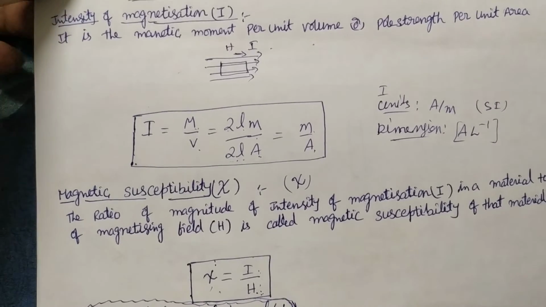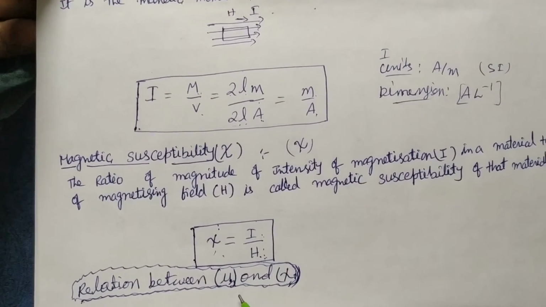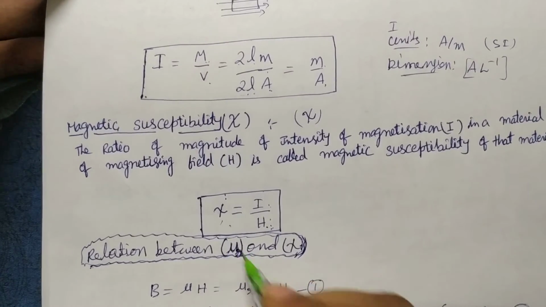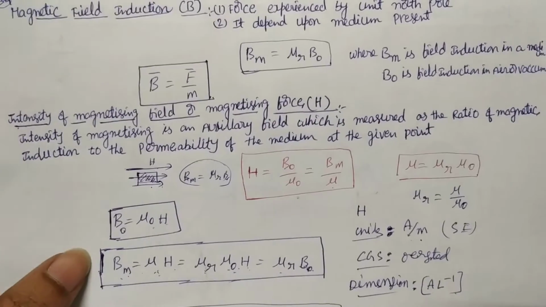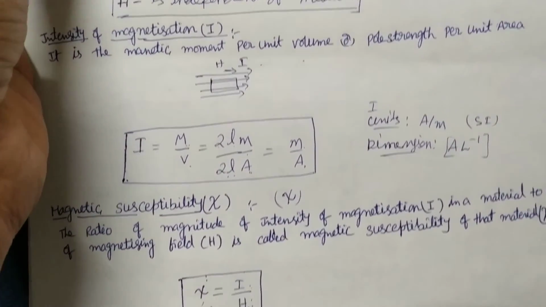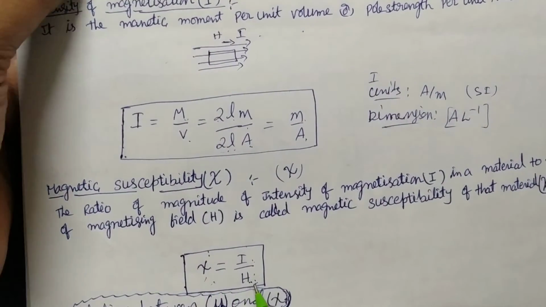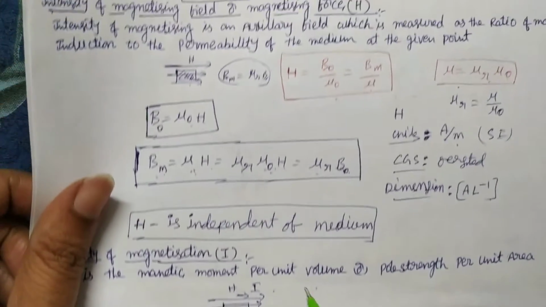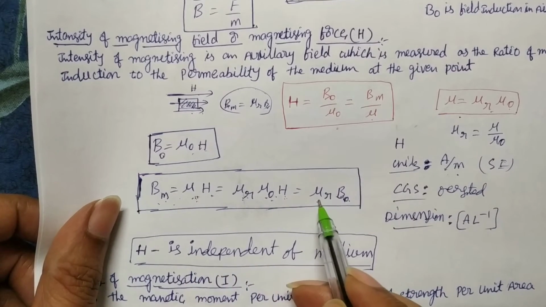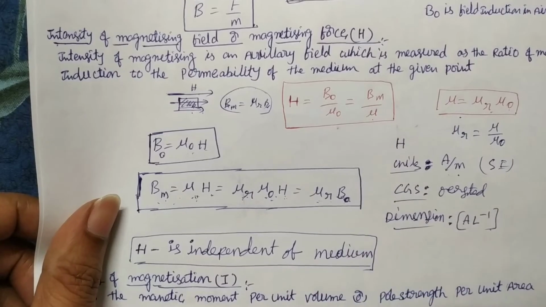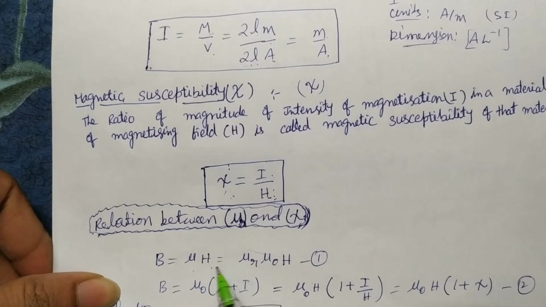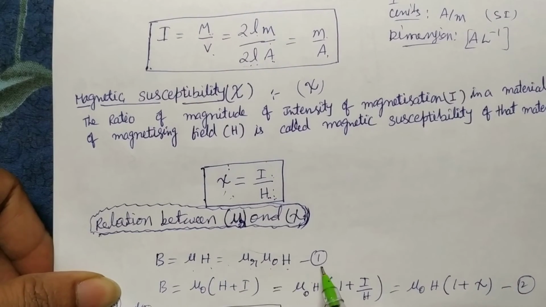Now we'll see the relation between this susceptibility psi and relative permeability, mu R. We know what relative permeability is. Here mu is equal to mu R into mu naught, and the susceptibility formula is psi is equal to I by H. Using the concept B is equal to mu H, which is equal to mu R mu naught H, we can take this as equation number 1.